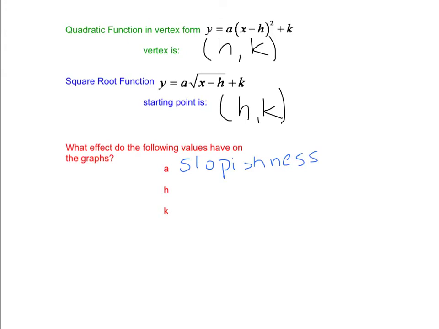It's going to tell you how steep it is, and it tells you whether it opens up or down, except that we're not going to call it up or down anymore. We're going to call it right and left. If we have a positive value, what would have opened up, it now opens right.